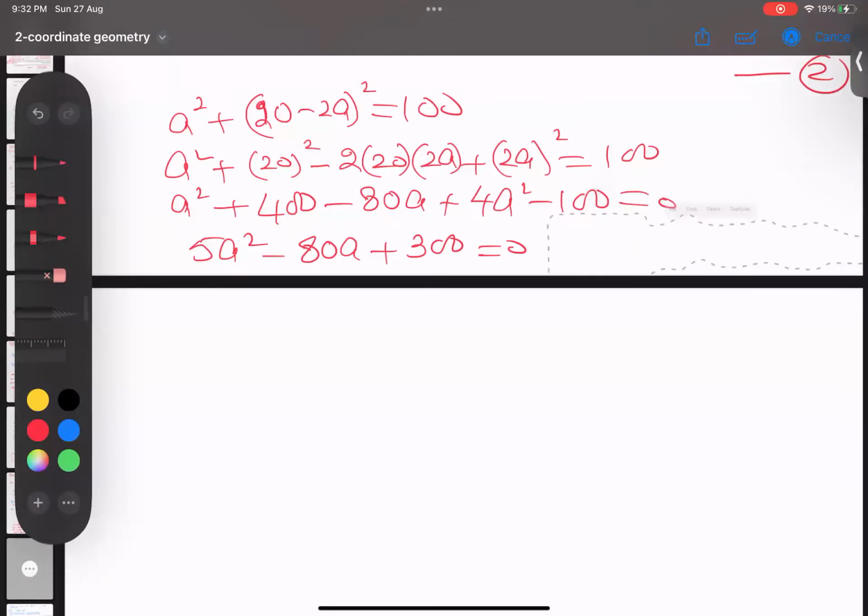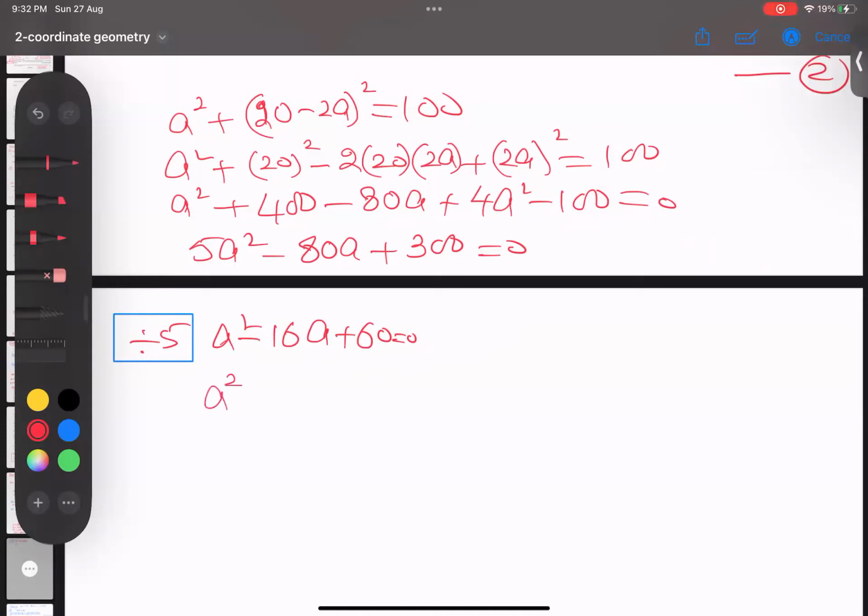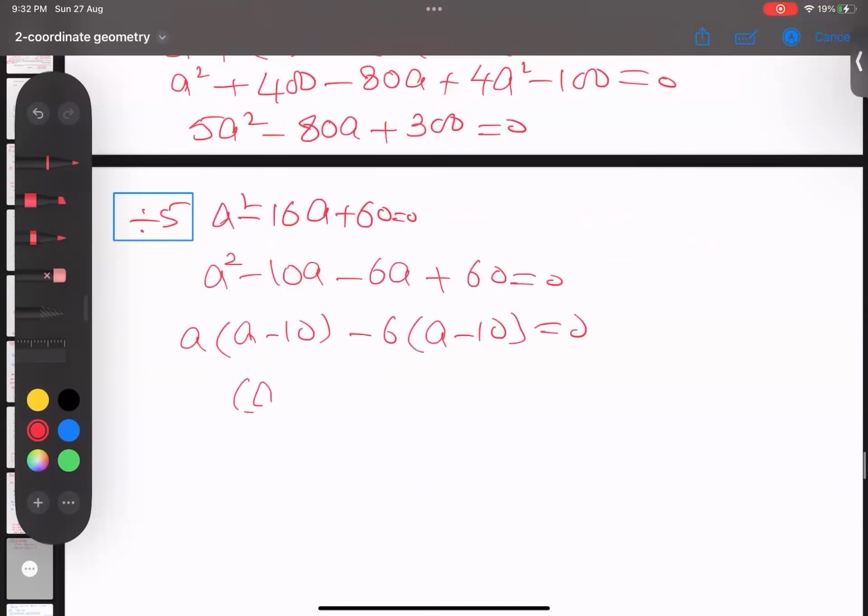So now I can factorize it. We can apply the quadratic formula or factorization. 10 sixes are 60. So alhamdulillah, clear? a common out, a minus 10, and negative 6 common out, a minus 10. I'm getting two answers for a: a comes out as 10 and 6.